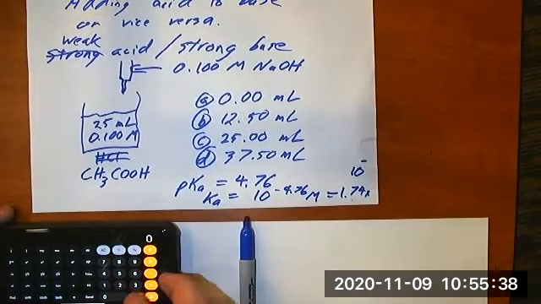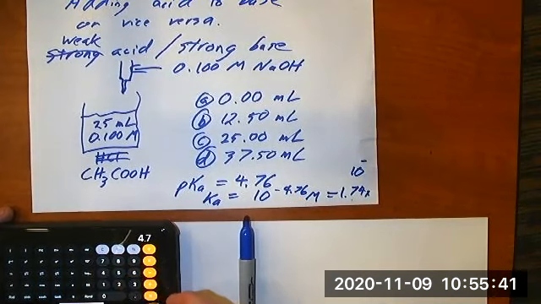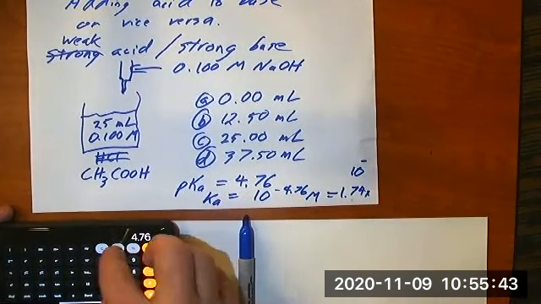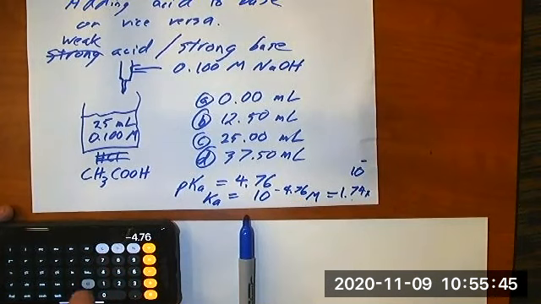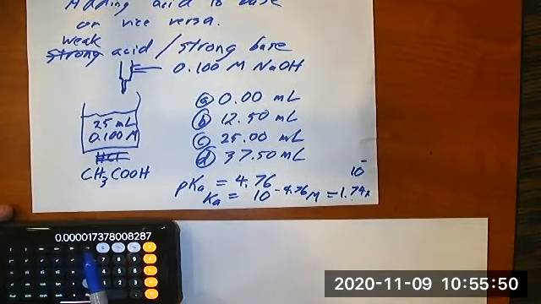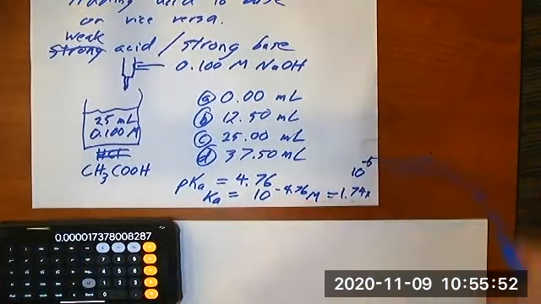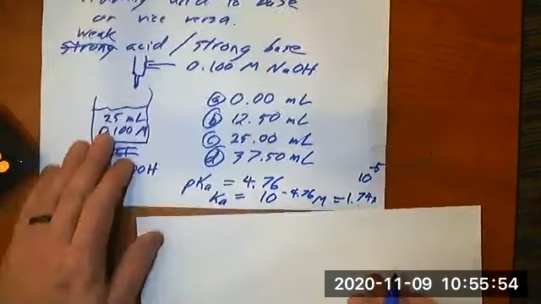I hit a button. 4.76, change sign, oh no. That's what I meant to do. 1, 2, 3, 4, 5. Yep, 10 minus 5. Okay.